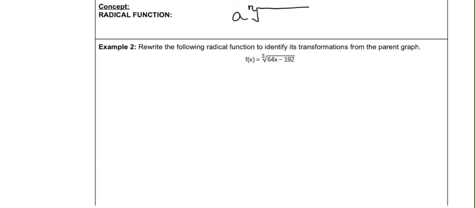When we have the square root, the n is just implied to be 2. But with the cubic root, n is like 3, 4, 5. It can be anything, right? And that's what we call the radicand. Then we have x minus h plus k. Those letters should remind you of a couple things.